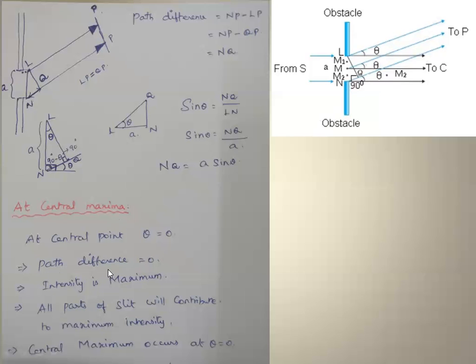So the path difference is 0 because all the rays are going straight. If theta is equal to 0, the intensity is maximum. All parts of the slit will contribute to the maximum intensity. That is why the central maximum bright band is created. So the central maximum occurs at theta equal to 0. When the angle theta is 0, all the light rays go straight and hit the screen, and the center becomes bright.